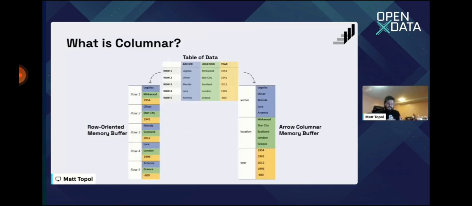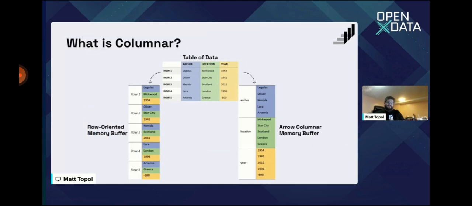And if you're not familiar with the term columnar, which I hope everybody is by now, it's just a matter of how you orient and store the data in memory. If you have your table of data and your buffer of memory, a traditional row-oriented buffer is going to be column 1, column 2, column 3, column 1, column 2, column 3, in order that way. Whereas if you are doing it in a column-oriented way, you end up with all the data for a single column in a contiguous chunk of memory.